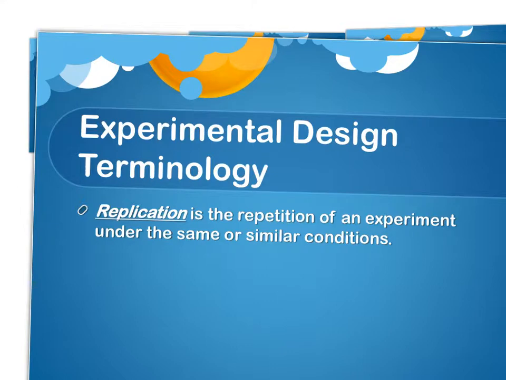Replication is the repetition of an experiment under the same or similar conditions. The reason that we replicate is we want to make sure that our design, our experiment, is not a fluke. We want to ensure that others can follow our procedures and get the exact same results under the exact same conditions. This is how we develop that cause and effect relationship. Replication is generally done by performing the experiment on more than one subject.